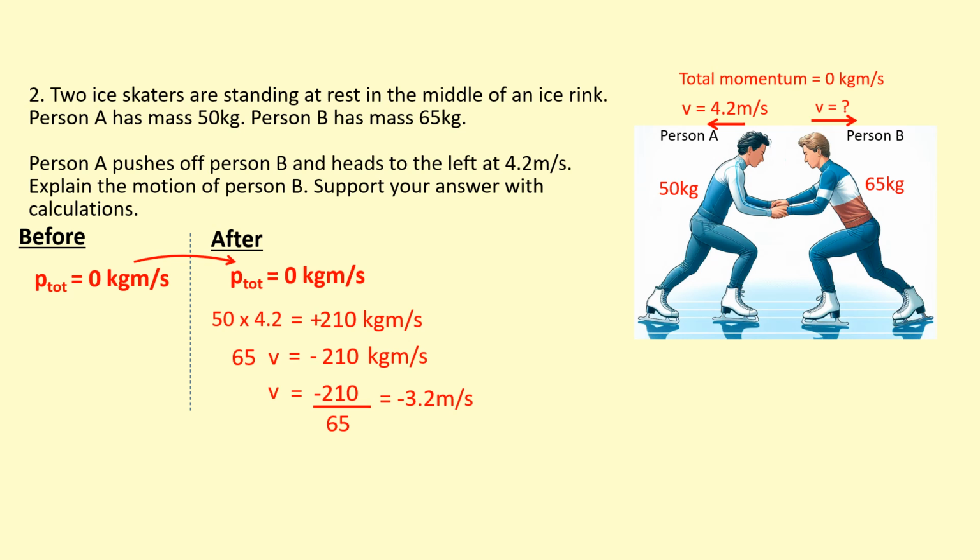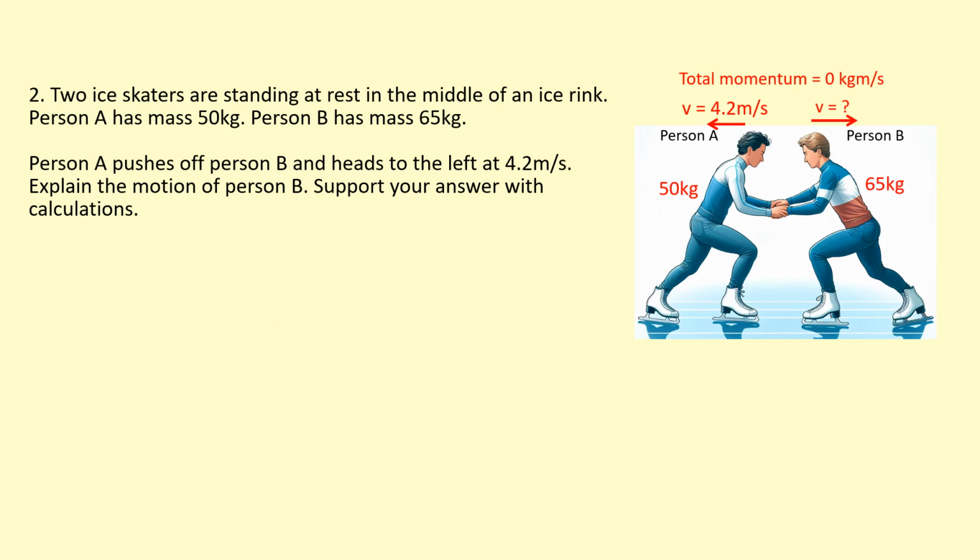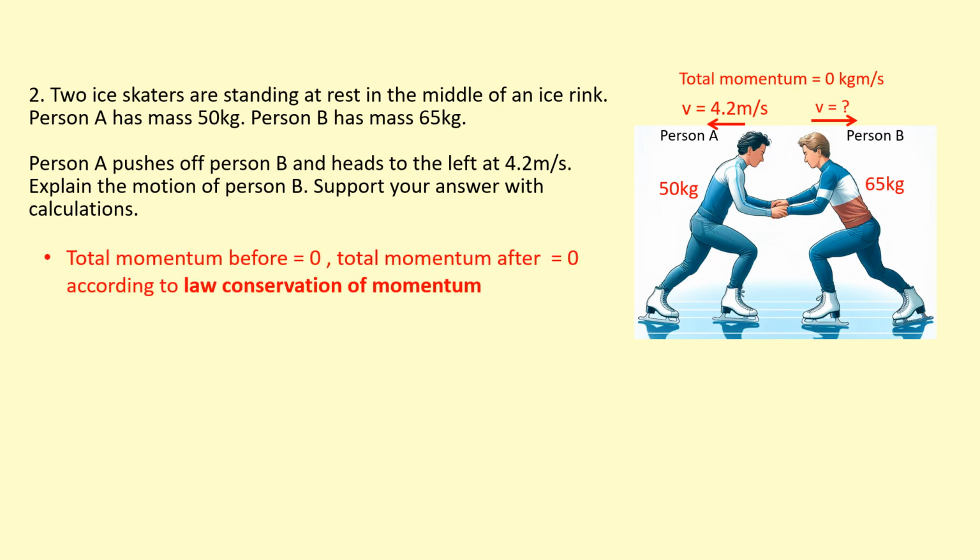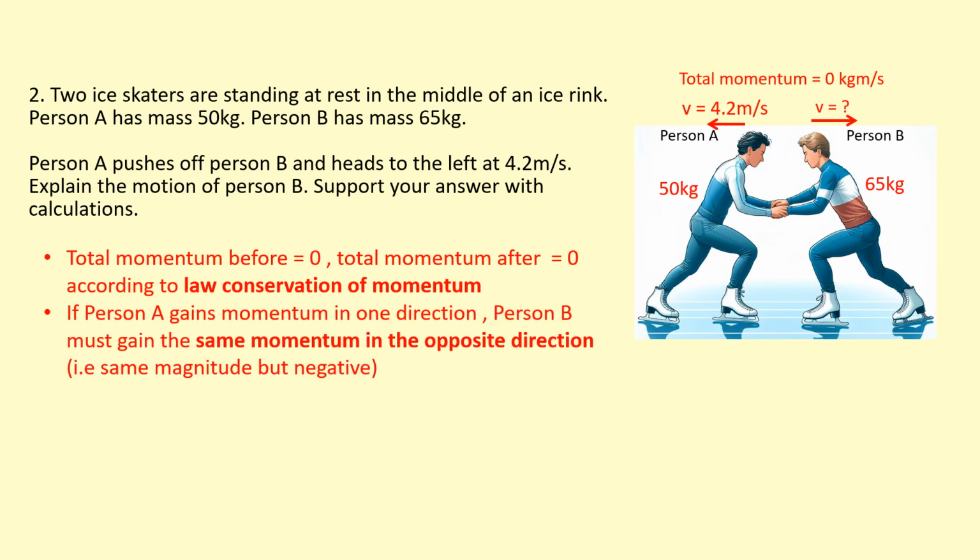Okay, now we've done the maths, let's explain it using words. Total momentum before equals 0, so total momentum after also needs to equal 0. That's the law of conservation of momentum in a closed system. And so if person A gains momentum in one direction, person B must gain the same momentum but in the opposite direction. It needs to be the same momentum but negative, basically, so that when you add them up, it needs to equal 0.